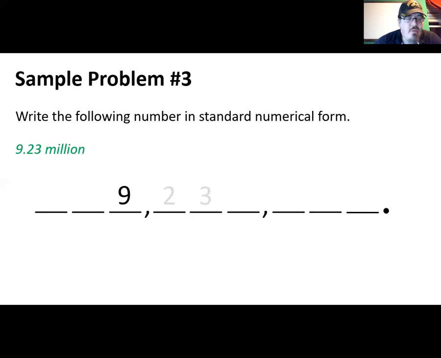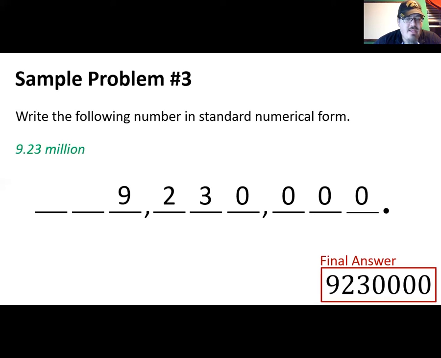And I'm just going to write that right in line. So essentially, the decimal point in the original number, the 9.23, is replaced by a comma. So I've got 9,23. And then I just need to fill in zeros for the rest of these spots to get me all the way to the decimal point. So I'm going to put in placeholder zeros to finish off my number. And there you go. If I say this in standard form rather than 9.23 million, the standard form would be 9,230,000. So there's our final answer.